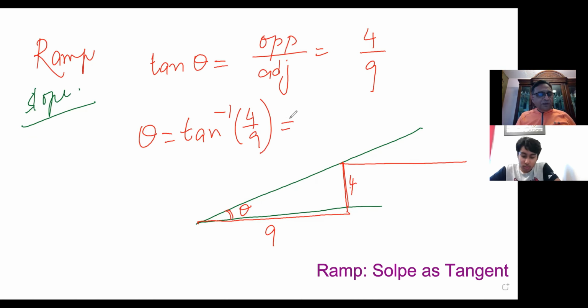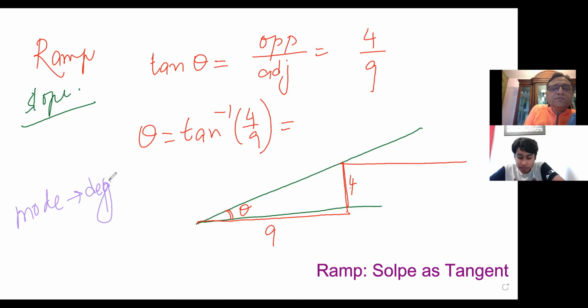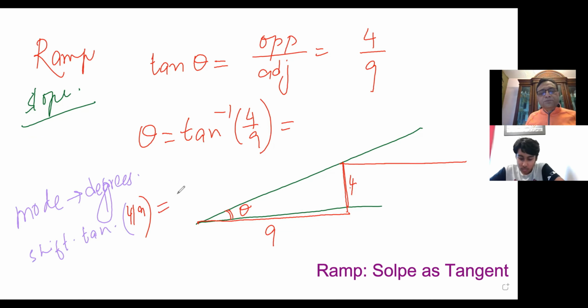Let's use the calculator. To use the calculator, first change the mode to degrees, right? We're interested in degrees. We'll find the angle in degrees. Is it okay? Okay, sir. And then use shift. There is a key which is shift. And then you press tan, and the bracket will automatically come, and then you write 4 divided by 9 and close the bracket and say equal to.